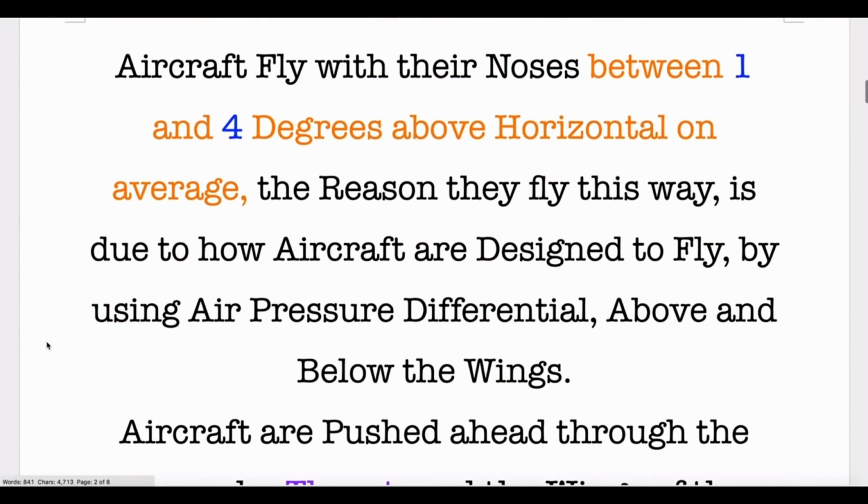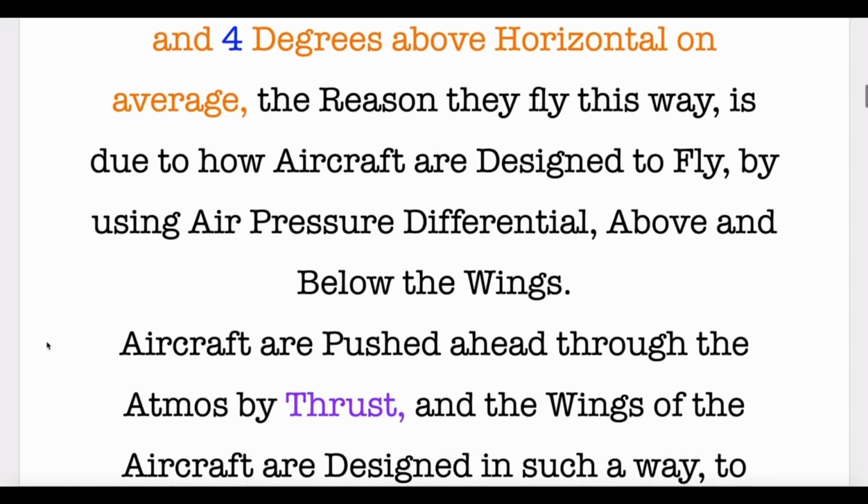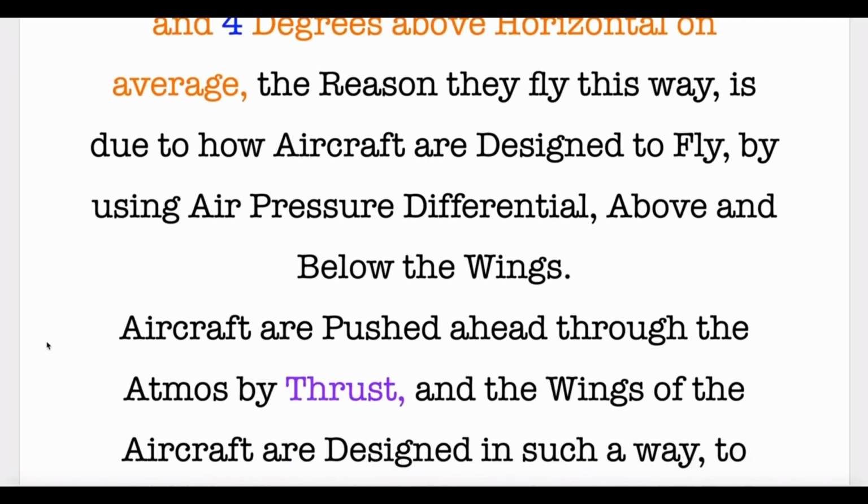Aircraft fly with their noses between 1 and 4 degrees above horizontal on average. The reason they fly this way is due to how aircraft are designed to fly, by using air pressure differential above and below the wings. Aircraft are pushed ahead through the atmosphere by thrust.